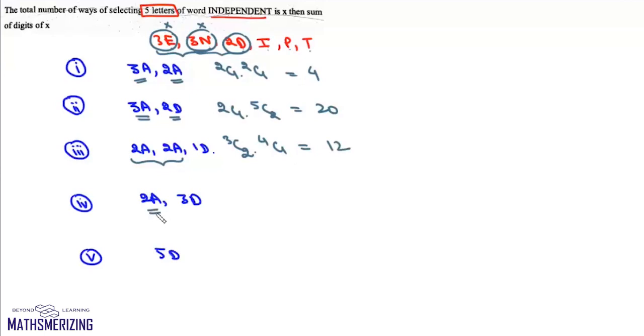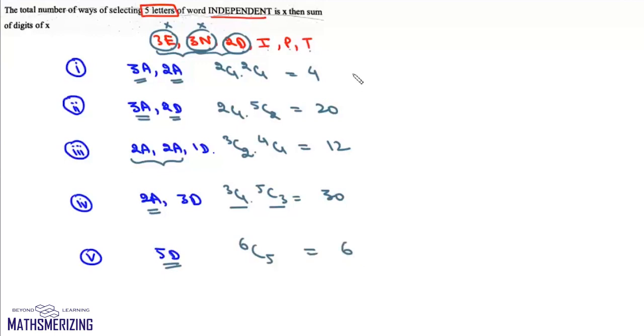Now we have to select 2 alike. So from these 3, we have to select any one, so it is 3c1. And now from the remaining 5 letters, we have to select any 3. So it will be 5c3, and 3 times 10 is simply 30. And then 5 distinct. So we have 6 distinct letters. From these 6, we can select any 5 in 6c5 ways, which is simply 6.